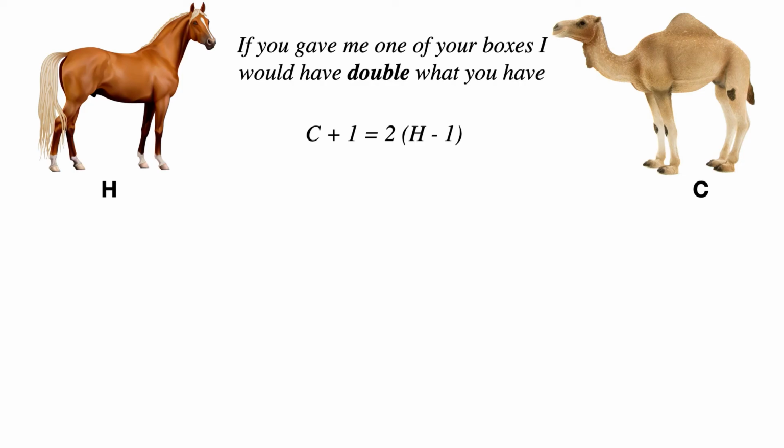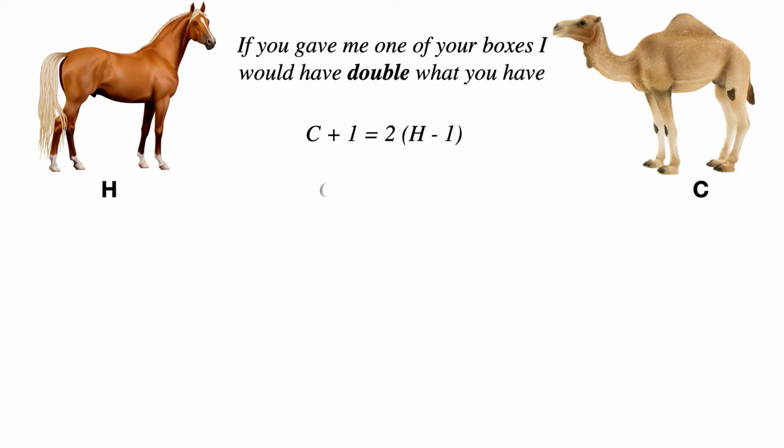C plus 1 because as per the statement, if you give me one of your boxes, which means we need to add 1 to number of boxes that camel is carrying. And 2 times of H minus 1 is because in the same statement it says adding one more box to C will result in double what horse have. We have to subtract 1 because this equation is valid if one box is given to camel.